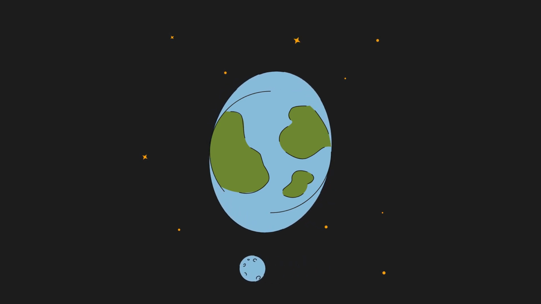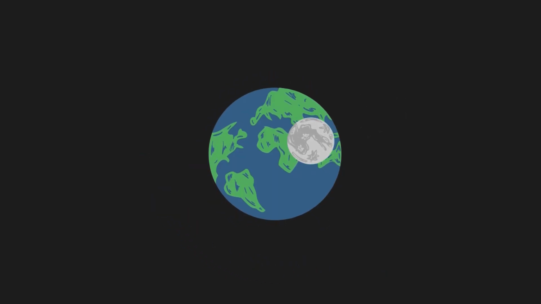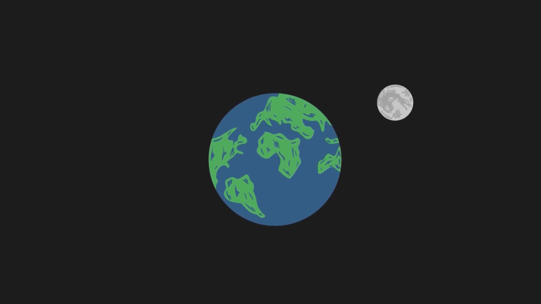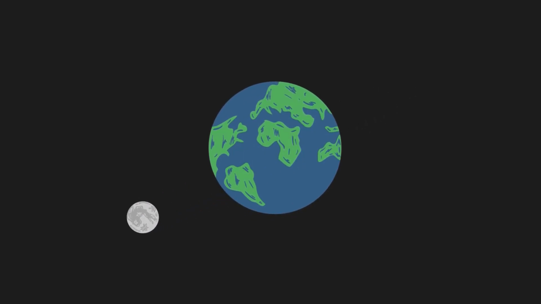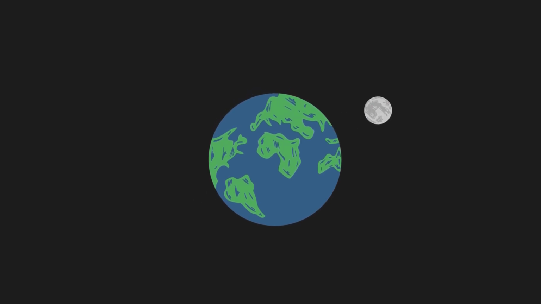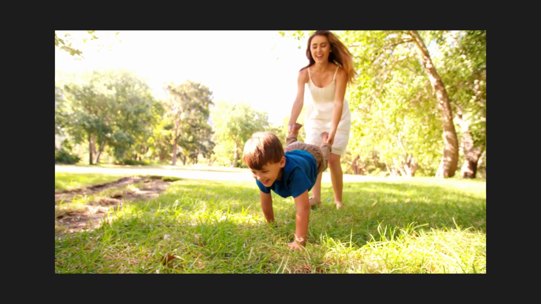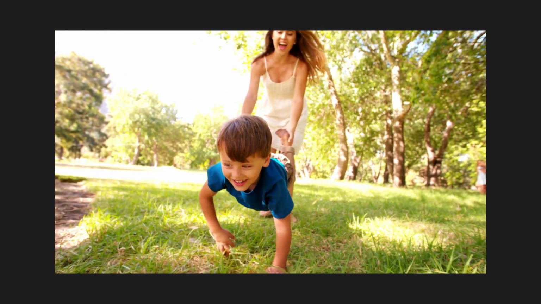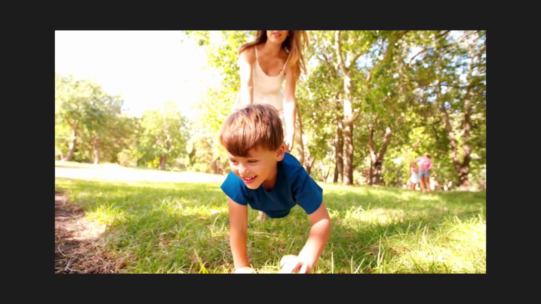In addition to its effect on tides, the moon acts as a stabilizing force for Earth's axial tilt. This stabilization contributes to the overall stability of our planet's climate. The stability provided by the moon's gravitational pull helps maintain the relatively consistent climate conditions that support life on Earth.